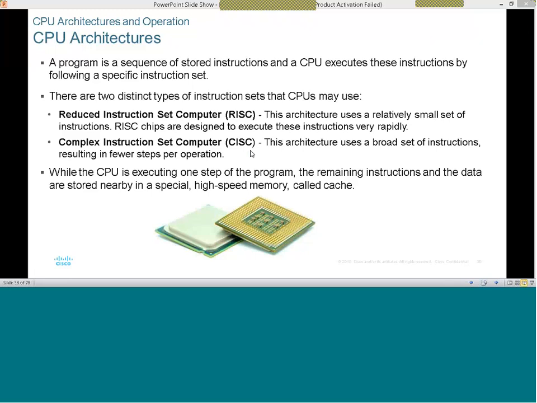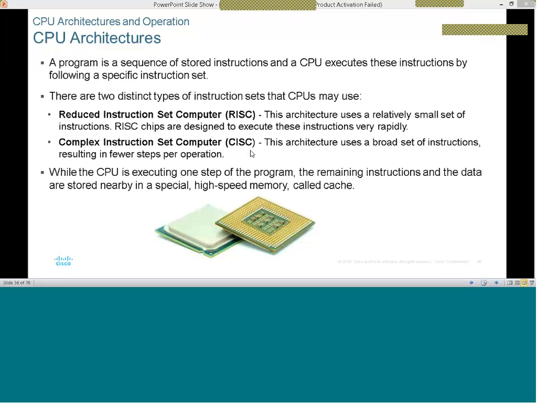So what we're saying here is that they are either RISC or CISC, and if they must work rapidly to give you the resulting output, then they are RISC. And if they need to work and execute slowly per step to give you an output, then it's CISC. While the CPU is executing one step of the program, the remaining instructions and data are stored in a special high-speed memory called a cache.